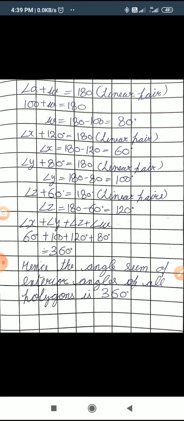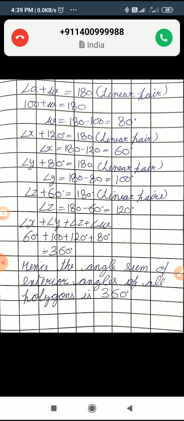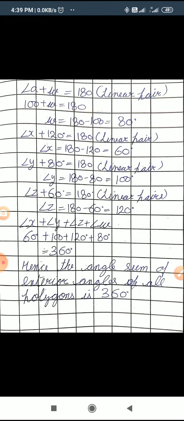But my question is to find the value of x plus y plus z plus w. So once again I have added them all, and I found that this time also it is 360 degrees. Okay, so what I conclude is that the sum of the exterior angles of all polygons is 360 degrees. Hence, this way our first exercise for chapter number 3 is over.